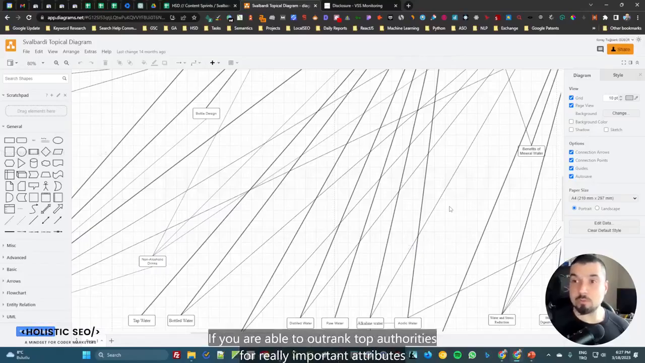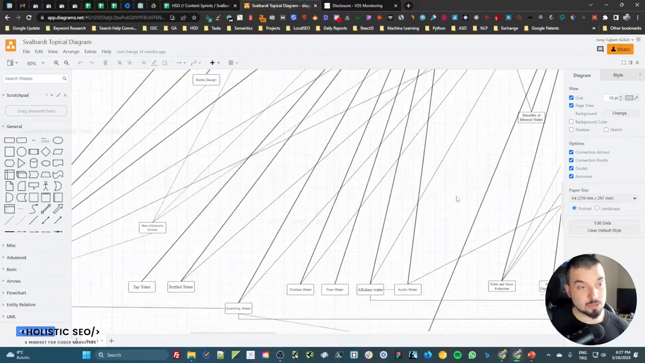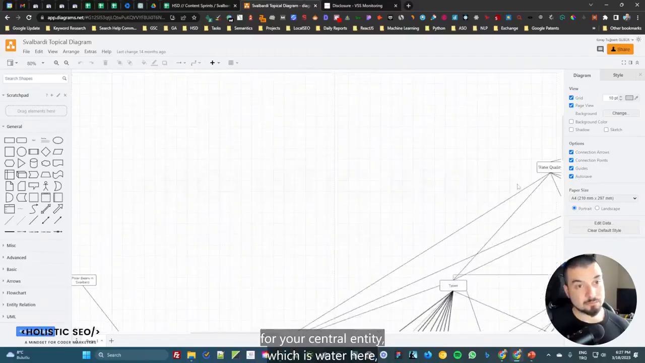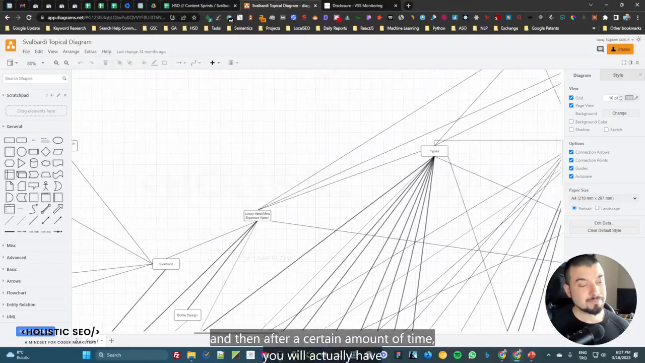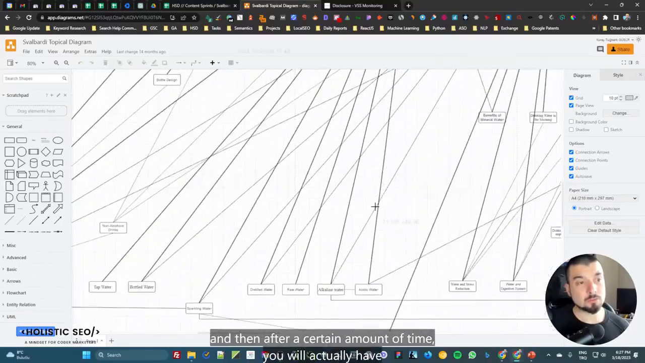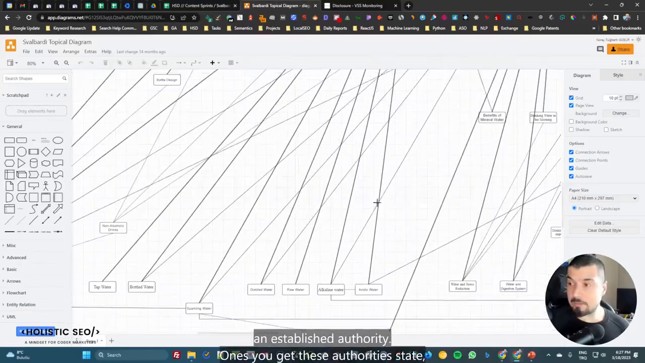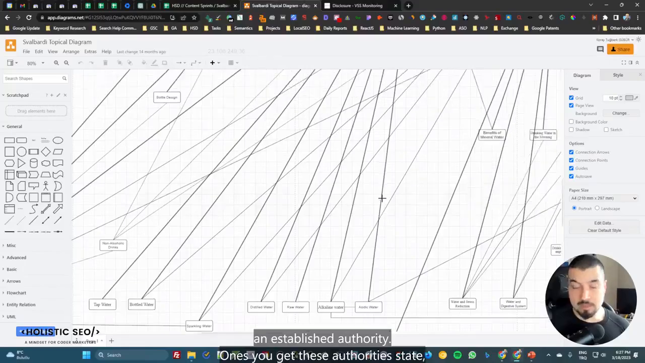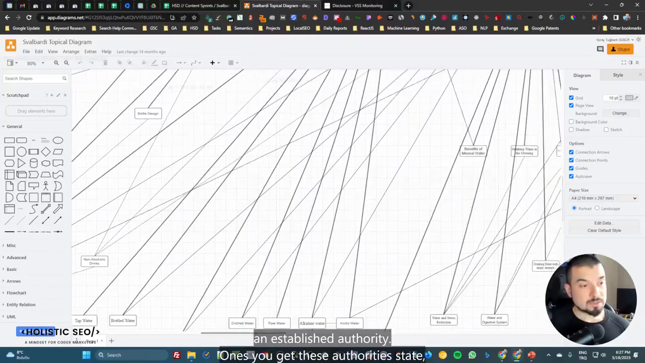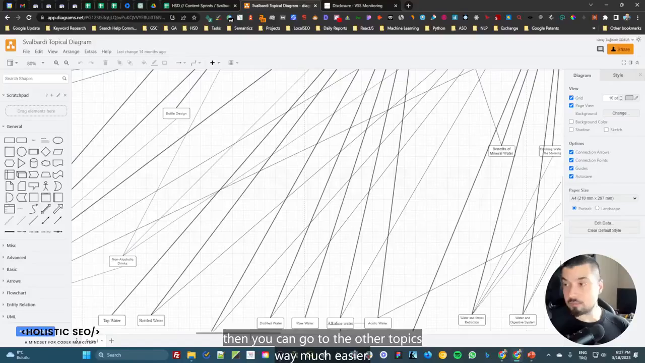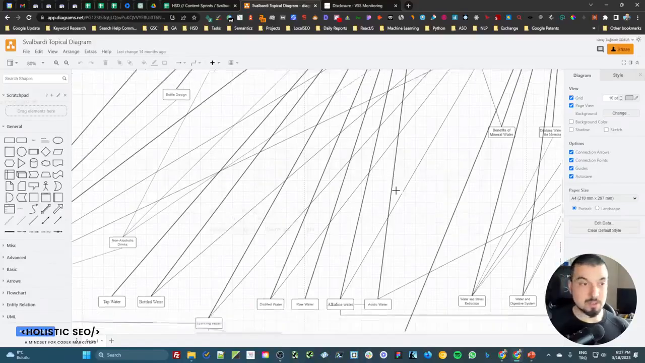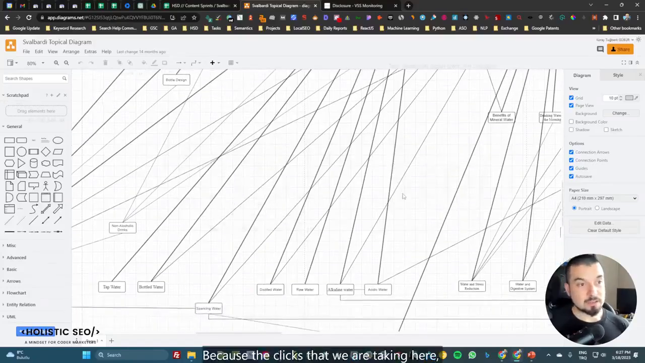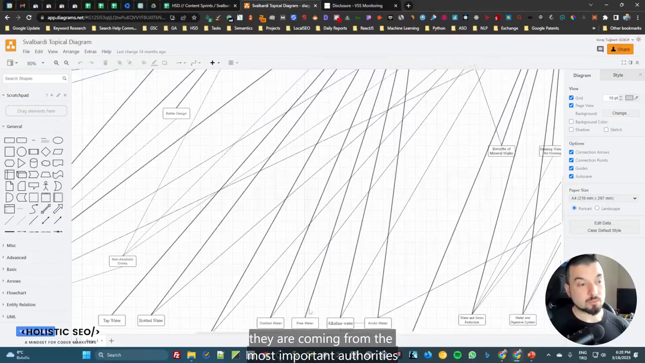If you are able to outrank top authorities for really important attributes for your central entity, which is water here, then after a certain amount of time, you will have an established authority. Once you get this authority state, then you can go to the other topics way much easier, because the clicks that we are taking here are coming from the most important authorities.